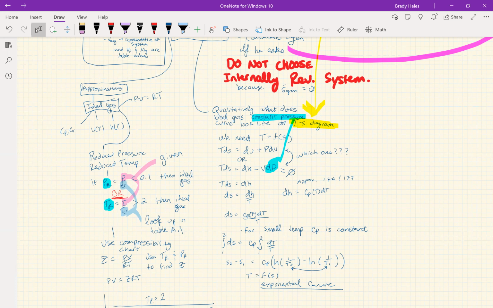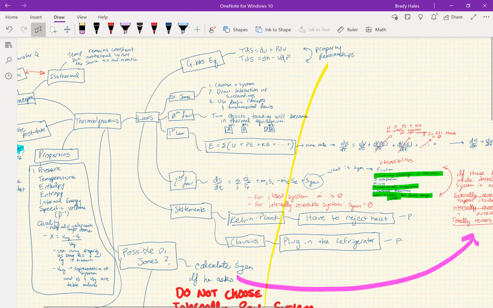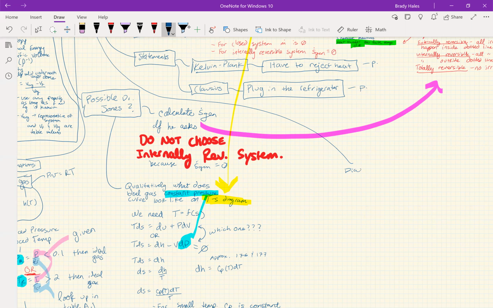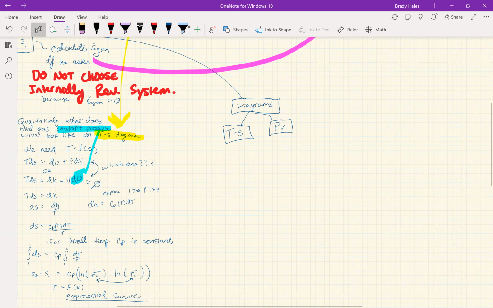Yeah, and then I think the biggest other thing is just the diagrams, right? So you have TS and PV diagrams. You have more than that, so I'd suggest studying all of them, but the main ones are TS and PV, right? And then for this, your TS diagram might look something like this, right?